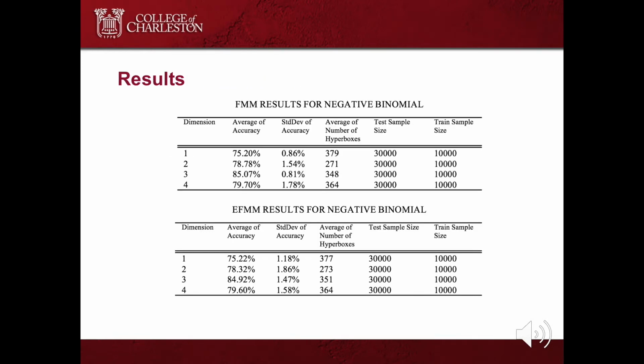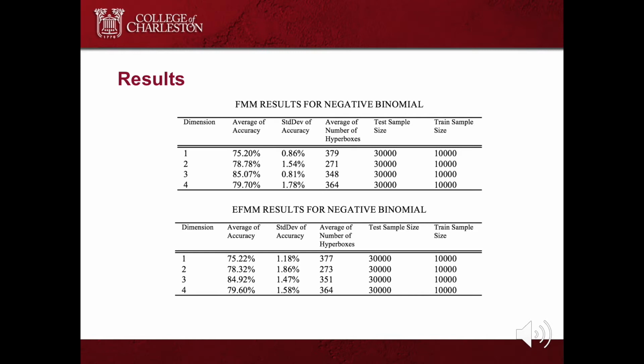Now, on our results, you can see the results using the fuzzy min-max neural network and the enhanced fuzzy min-max neural network for the negative binomial. We were not able to observe any material difference between the fuzzy min-max neural network and the enhanced fuzzy min-max neural network for any of the statistical distributions, both in terms of accuracy and the average number of hyperboxes. The results that are reported to you are the averages of 10 iterations for each dimension, and each of these iterations was independent, and random numbers were generated independently of one another for each of the iterations for each dimension.